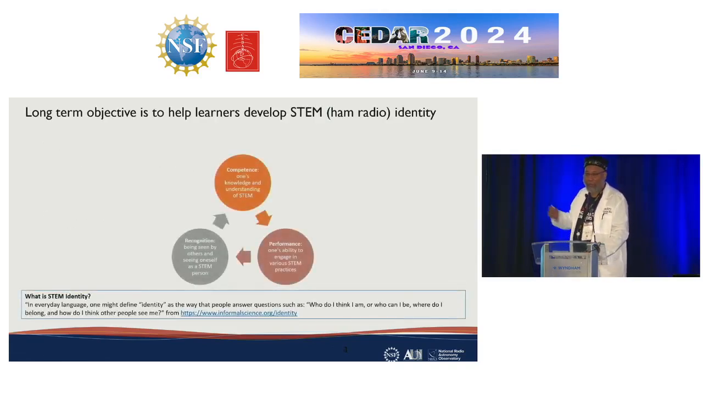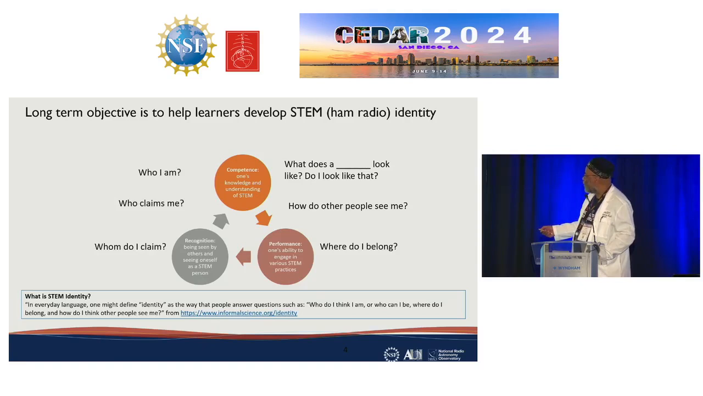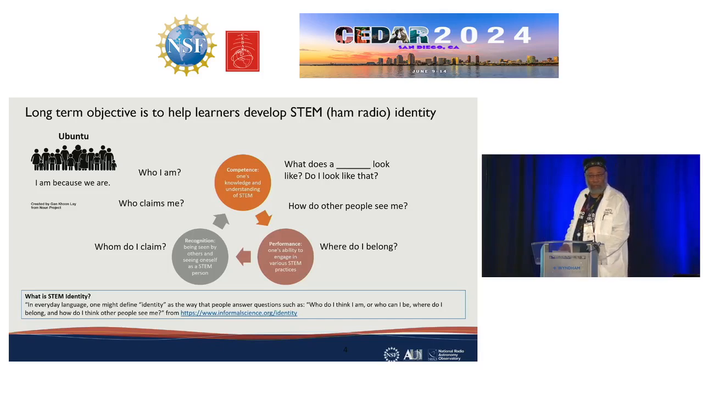I'm going to use a model throughout this whole presentation called STEM Identity, and we are trying to help our students develop their STEM identity. It consists of these three dimensions: competence, performance, and recognition. And so these are some of the questions that the students are asking, that anyone developing their STEM identity is asking, that all of you have probably asked at one point.